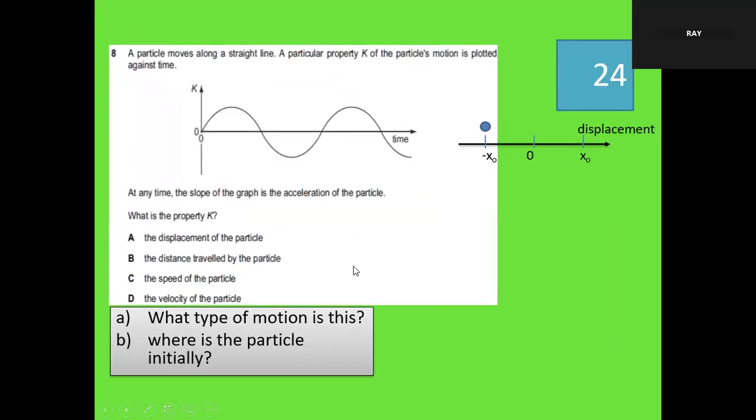How about this one? A particle moves along a straight line. A particular property K of the particle's motion is plotted against time. At any time, the slope of the graph is the acceleration of the particle. What's the property K? This is simple harmonic motion, which you study in A2.